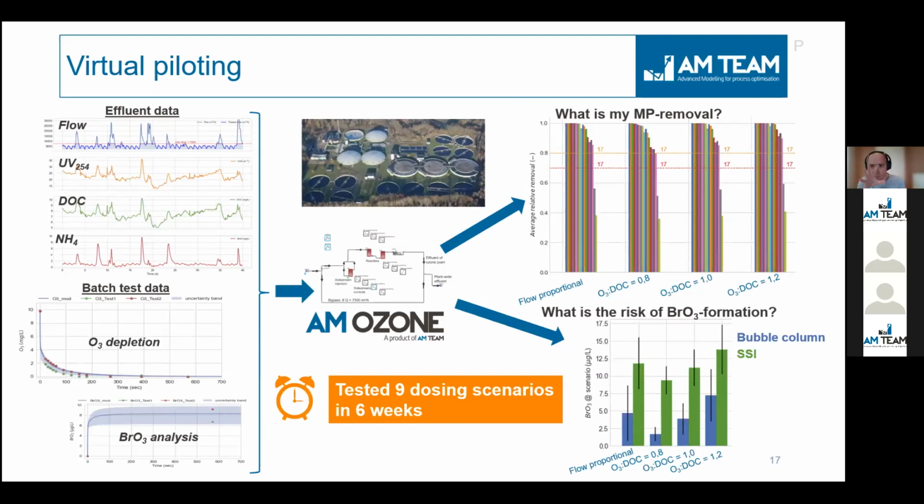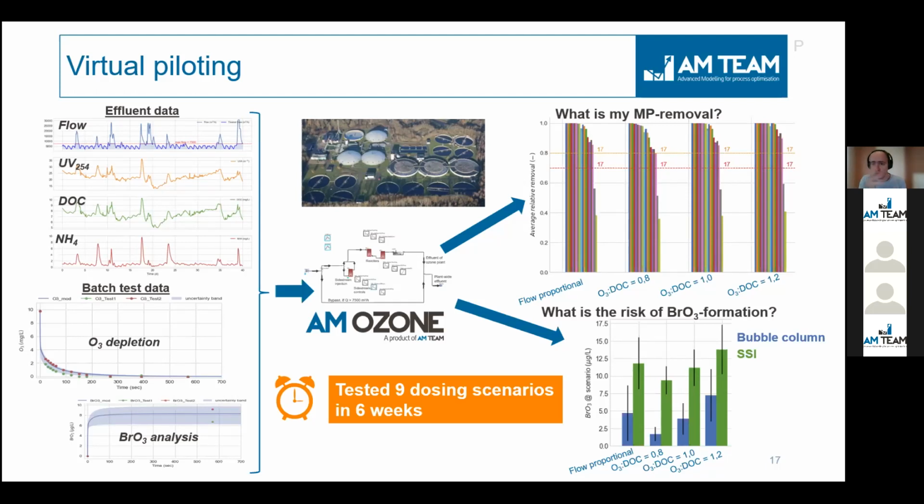That's why when we perform virtual piloting with the Amazon model, we combine batch test data. So we send 1 or 2 samples to a lab, and we look at the ozone decay, the ozone depletion. We look into this, and we combine this with the dynamic data of your plant: the flows, the DOC, the ammonia levels. We combine these together with the process conditions of a future plant. And then we look at what is the optimal dose.